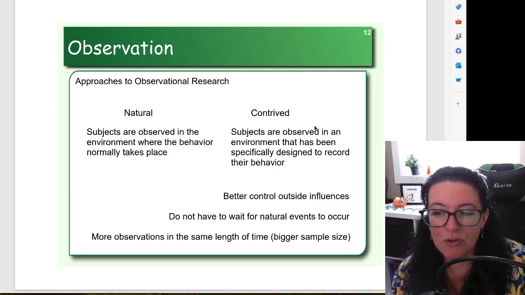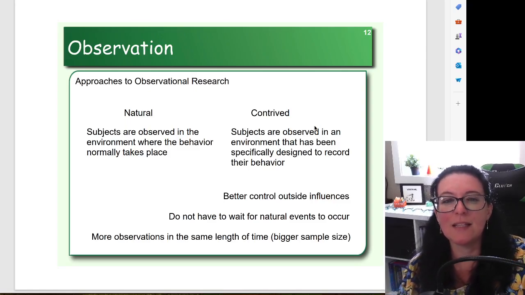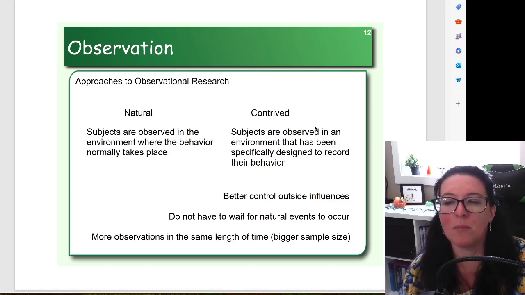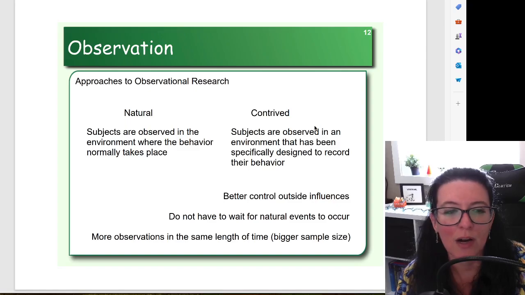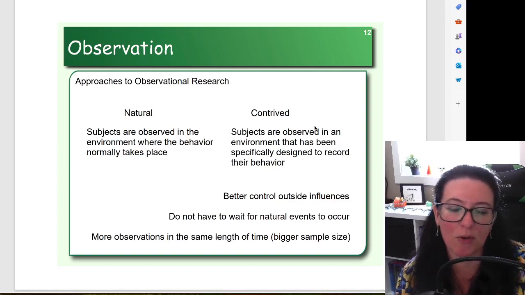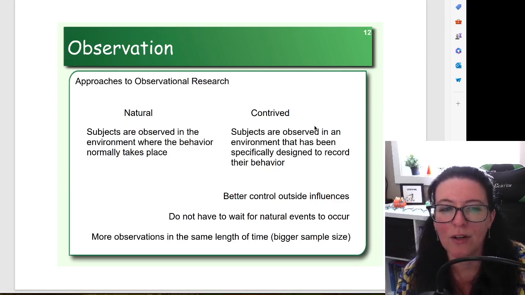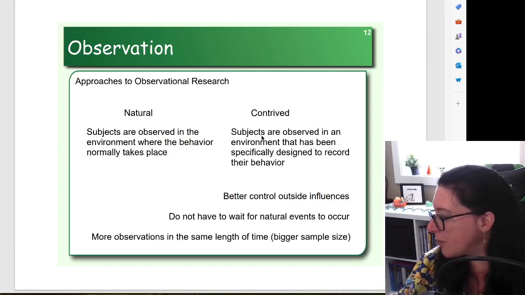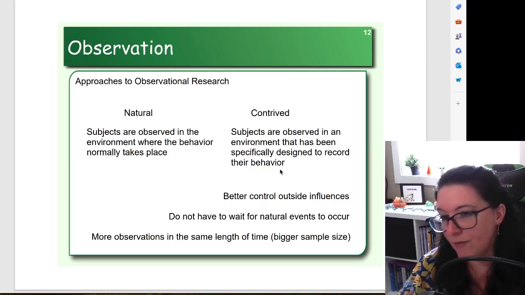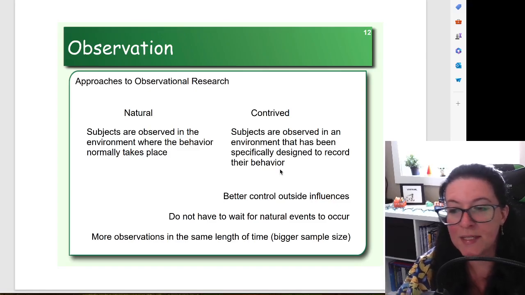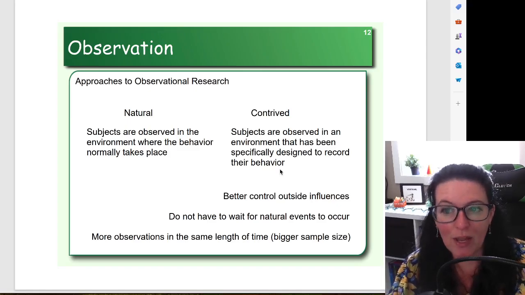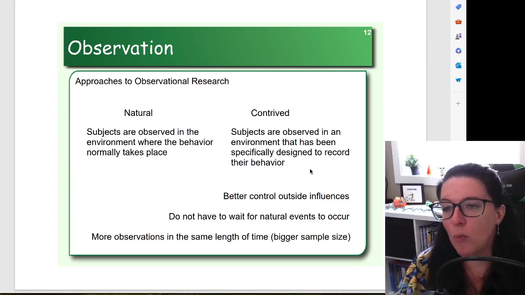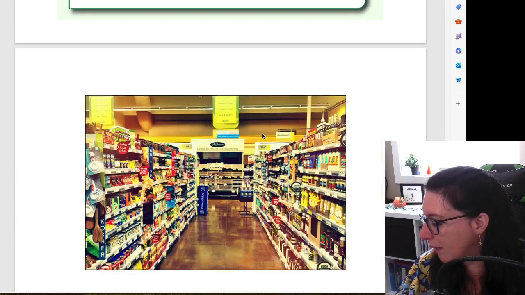The benefit of the contrived, with creating this kind of simulation, is that we can do more observations in the same length of time because we can bring people in to do that particular behavior, as opposed to waiting for someone to come into the grocery store and happen to walk down the aisle that we care about. So maybe that's the soup aisle. So we've got to choose natural or contrived. What gives us the level of detail and information that we need? What is more likely to give us information that reflects reality? And at the same time, what is more cost effective in terms of the number and the sample size?